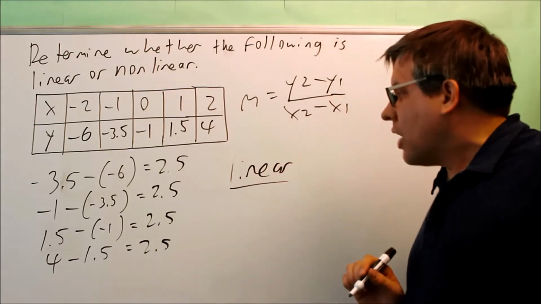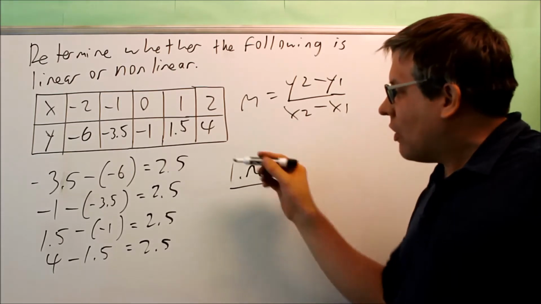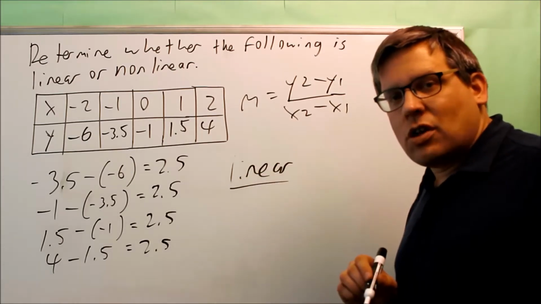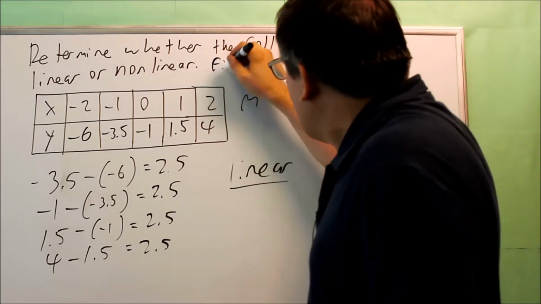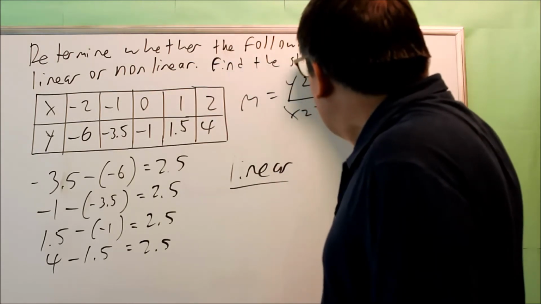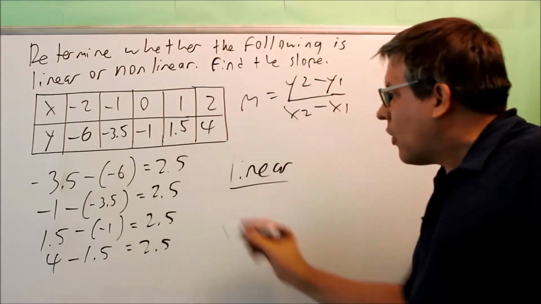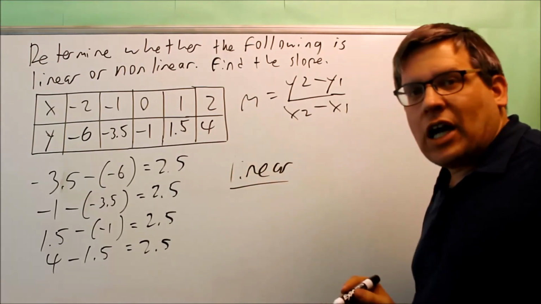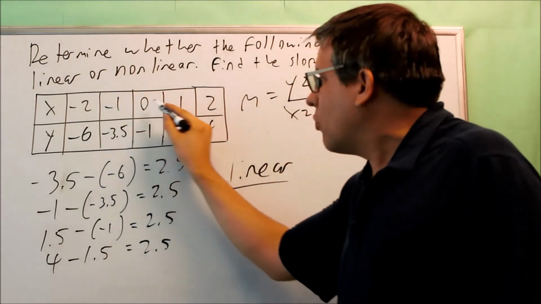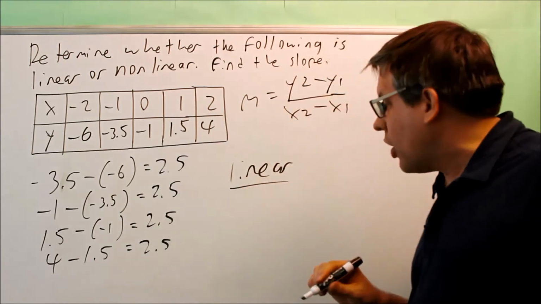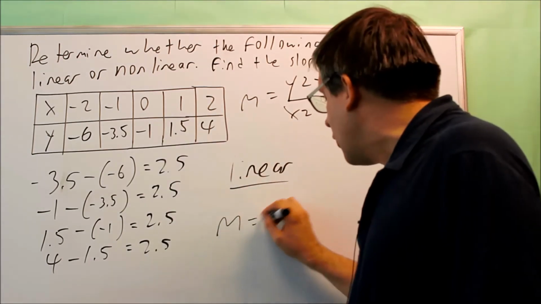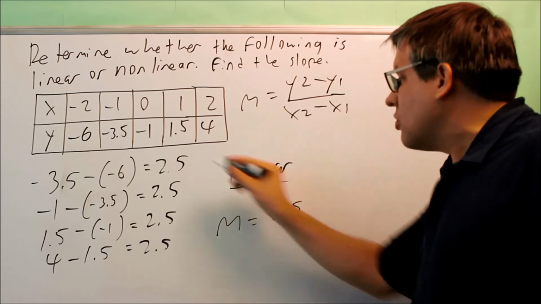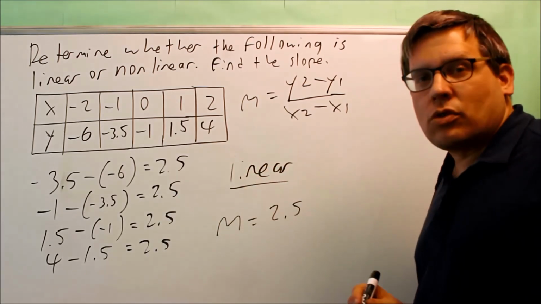Okay, so it's linear, and in fact, if they ask for what the slope actually is, so let's say it said find the slope, then that would actually be this number right here. The change in y, all of them are 2.5, and I mentioned that the change in x is all the way across going to be equal to 1. So your m, for this case, is also equal to this right here. The m is equal to 2.5.